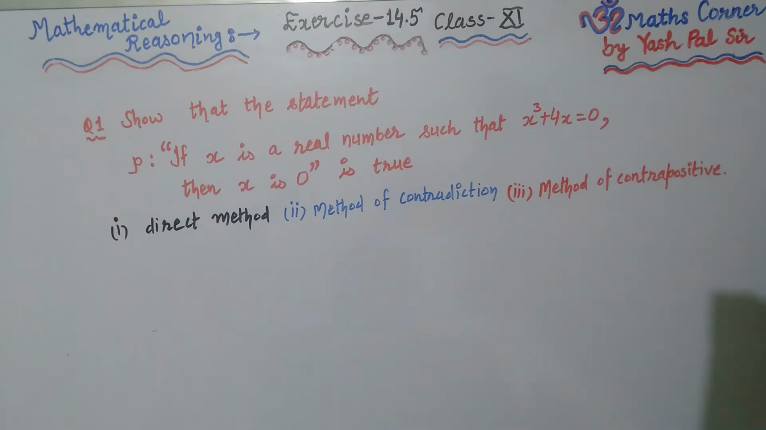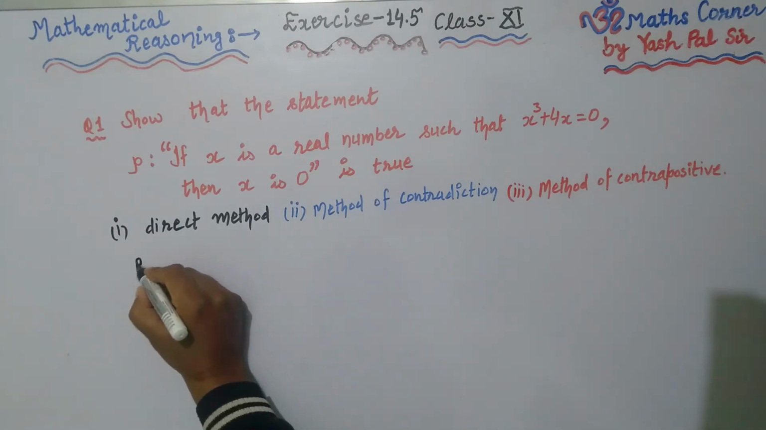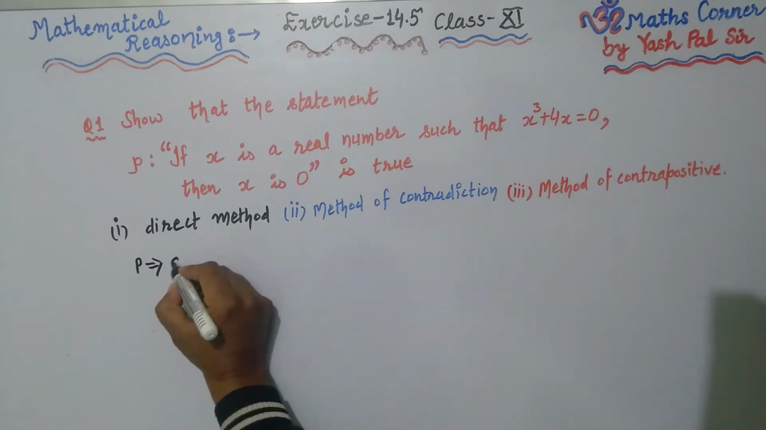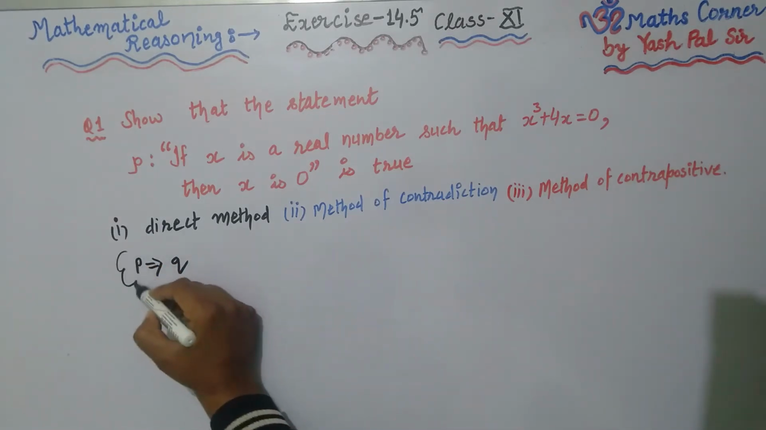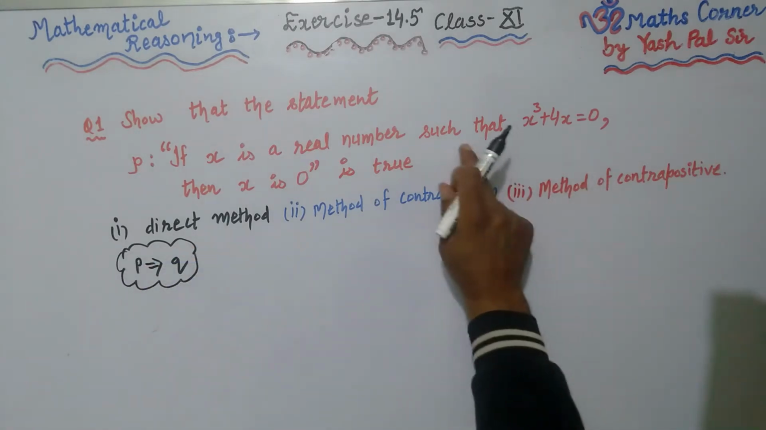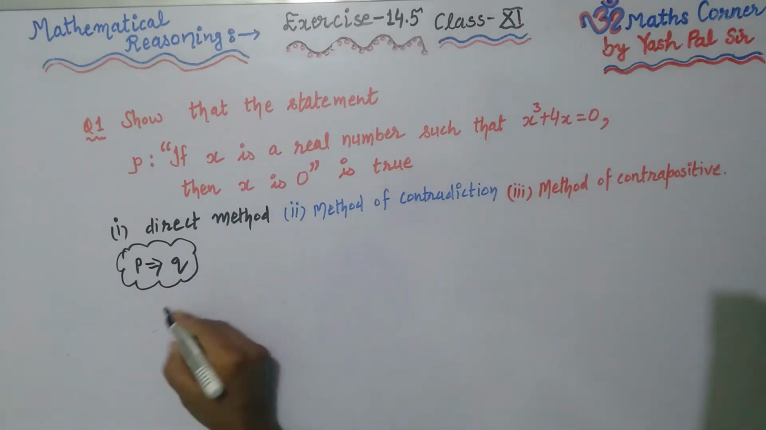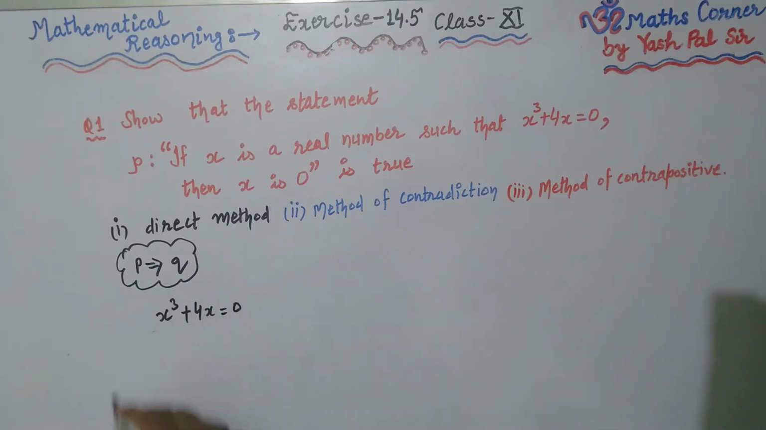The very first method, direct method. How to solve? Direct method means P implies Q. Okay, this is the direct method. So how do we solve this? What is given? X raised to power 3 plus 4x is equal to 0. This is P, this is given.